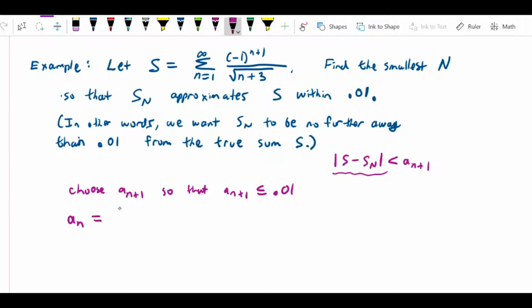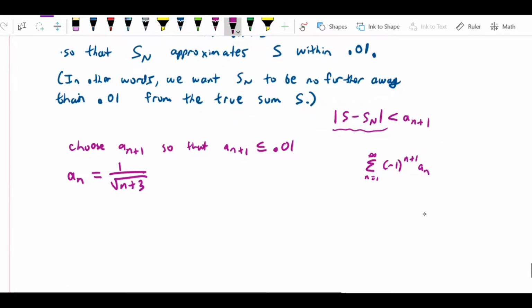So let's first of all define a_n. a_n is equal to 1 over the square root of n plus 3. In other words, that's just the positive part of this definition, where then we use the (-1)^(n+1) to make it alternate. We can easily see that the given series is the sum from n equals 1 of (-1)^(n+1) a_n when we define a_n in that way. So what we want is a_(n+1) to be less than or equal to 0.01.